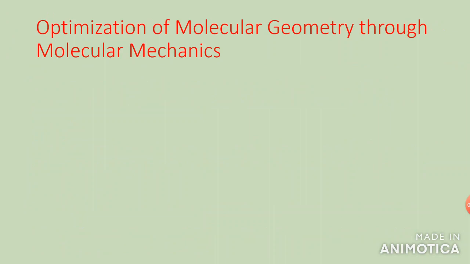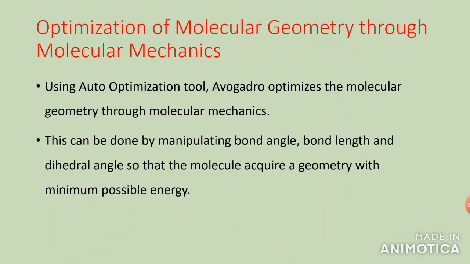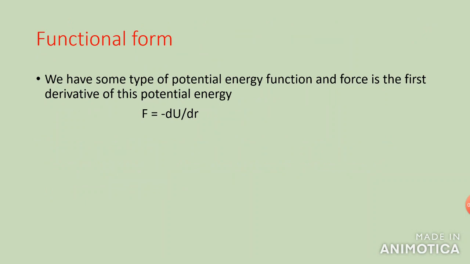Now, optimization of molecular geometry through molecular mechanics. Using the auto optimization tool, Avogadro optimizes the molecular geometry through molecular mechanics, and this can be done by manipulating bond angle, bond length and dihedral angle so that the molecule acquires a geometry with the minimum possible energy.